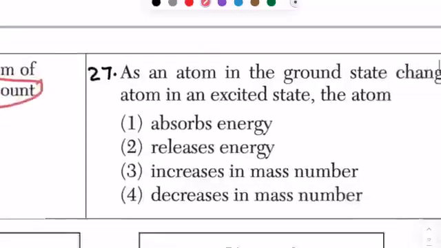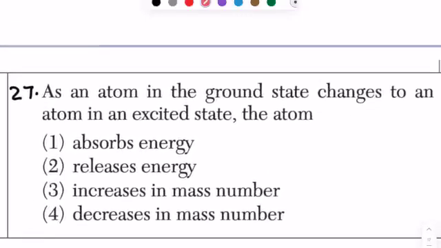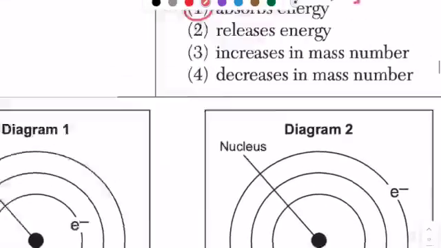As an atom in the ground state changes to an atom in an excited state: remember, what we are saying here is that when it's in the ground state, it's in a low energy state, and then it's going to a high energy state. It needs to absorb the energy to be able to go to that high energy state.